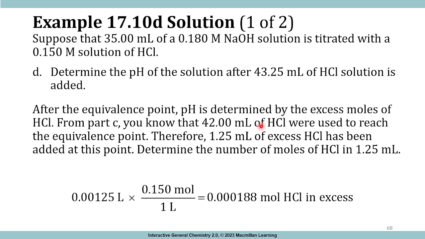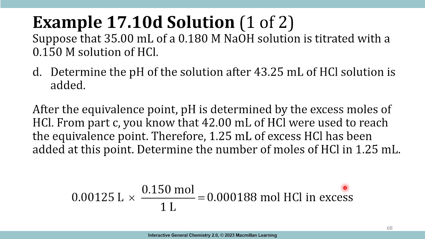So 42 milliliters of HCl neutralizes all your base. So that extra 1.25 milliliters, 43.25 versus 42, that extra 1.25 milliliters, that's your excess HCl. That's all the acid that's in your system. Okay? And so we take that 1.25 milliliters and multiply it by the molarity. We need to divide by 1,000 because we want it to be in liters, right? That's going to give us our moles of HCl.